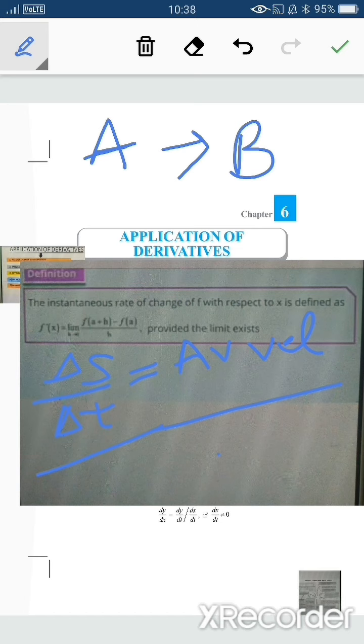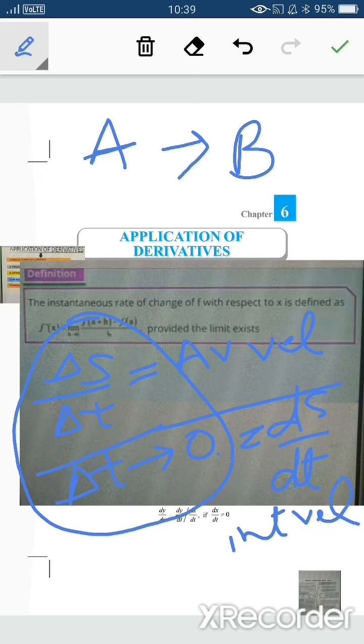Or I can say, if this delta t approaches 0, it means very little time. So this delta s upon delta t, when delta t approaches 0, becomes ds by dt. This becomes the derivative, right? This will again be velocity only, but now it will be instantaneous velocity. So I think you understood the difference between average velocity and instantaneous velocity. Instantaneous velocity will be taken when the time approaches 0.